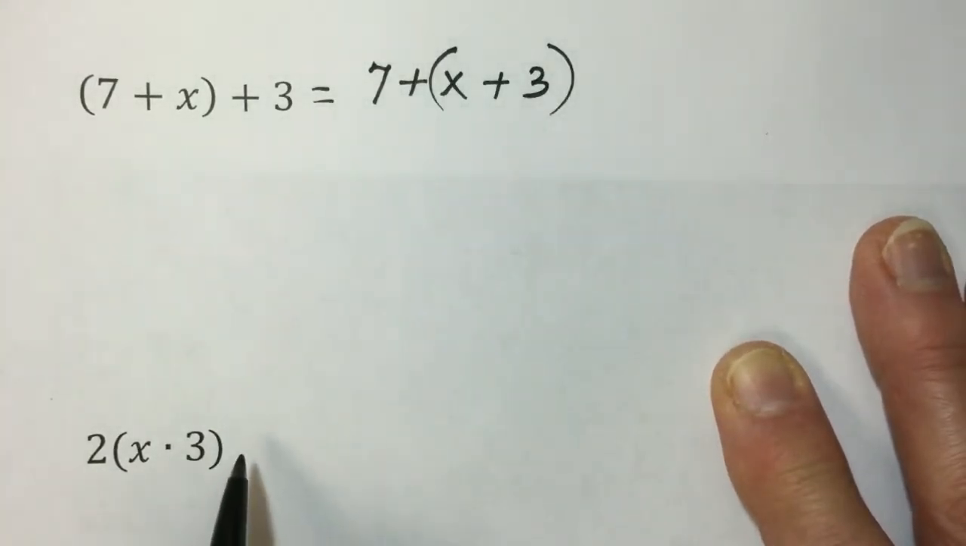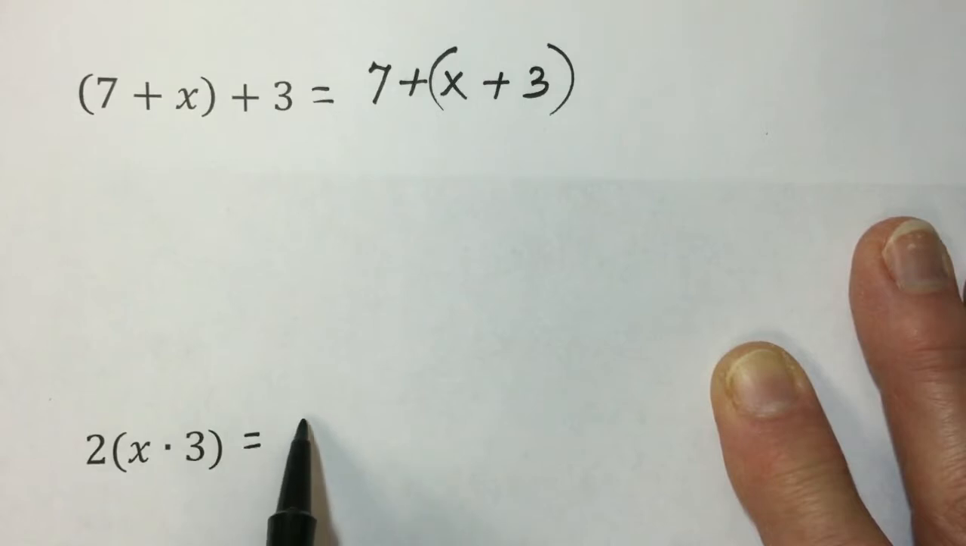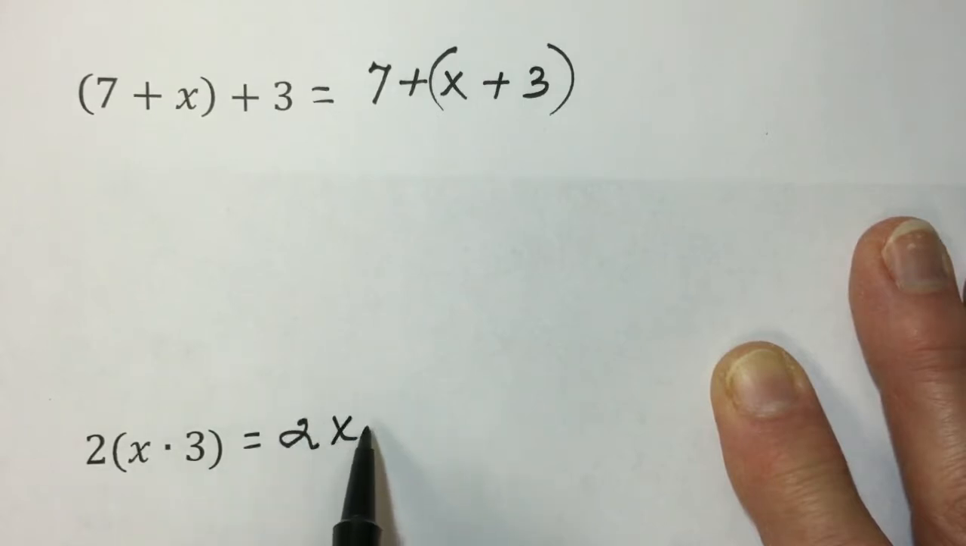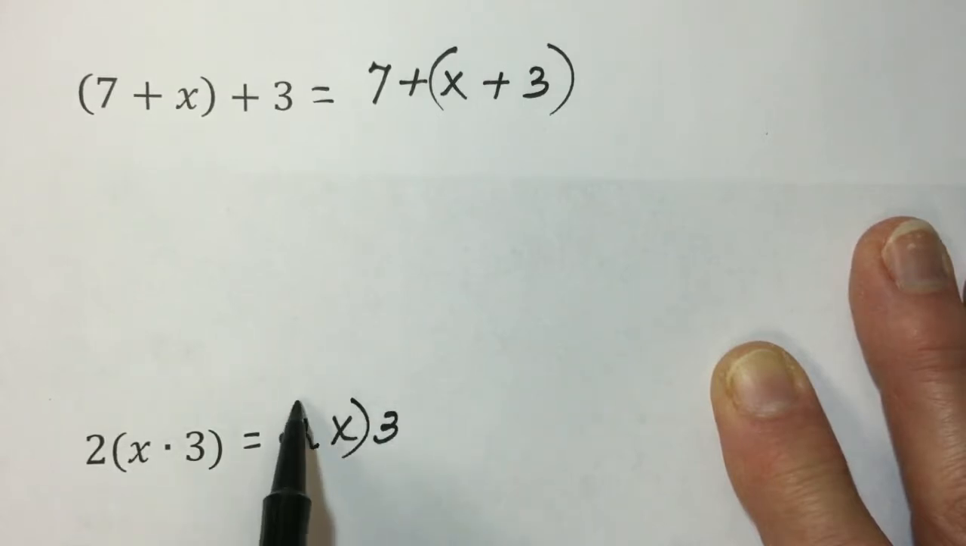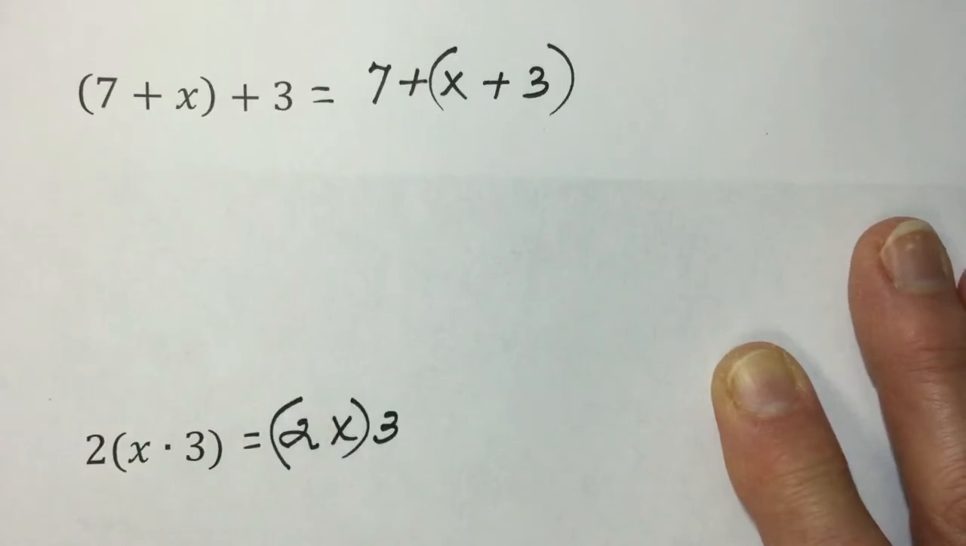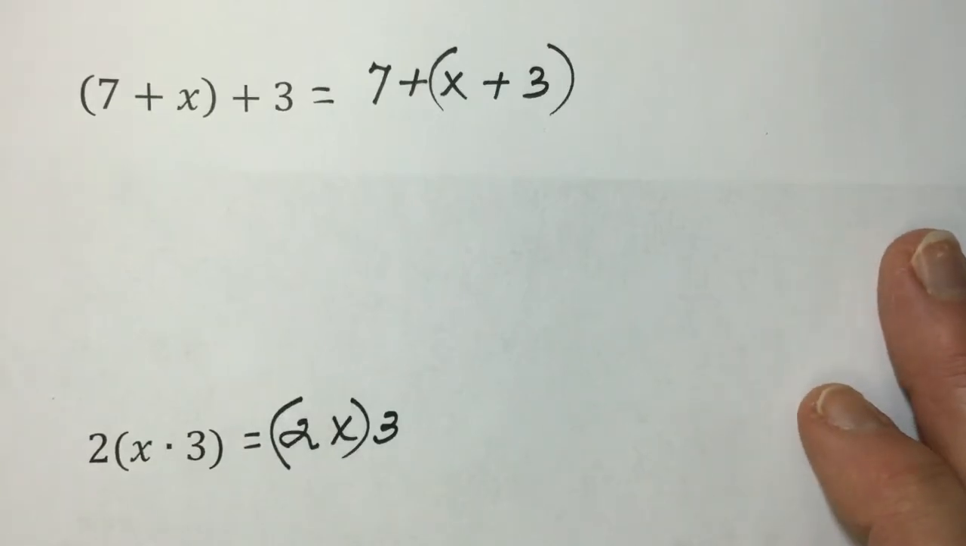And the last example here, the priority is to multiply the values in the parentheses, leaving the order the same. We're going to change the grouping symbols to come up with an equivalent expression.